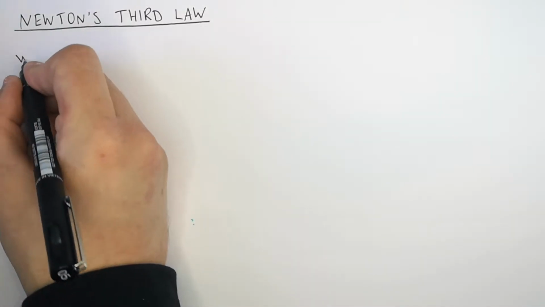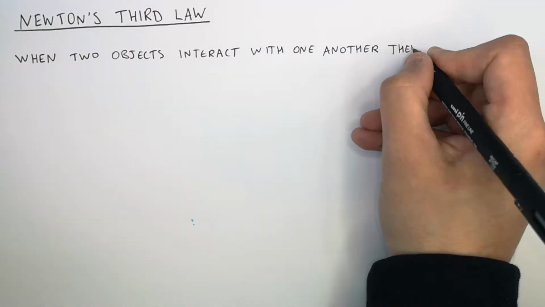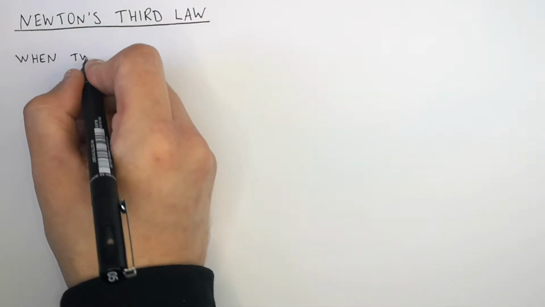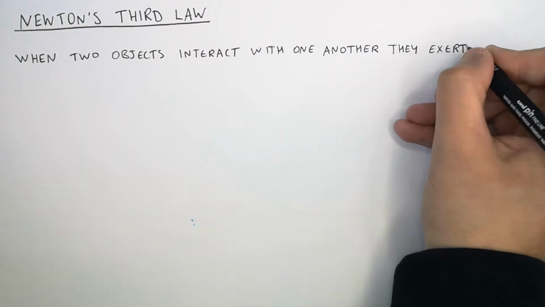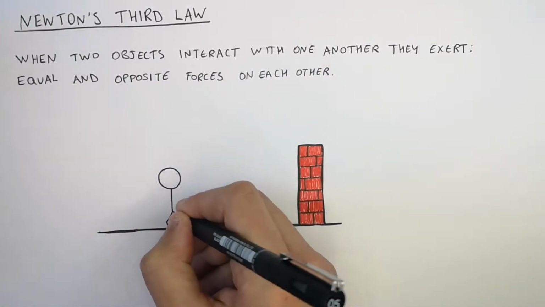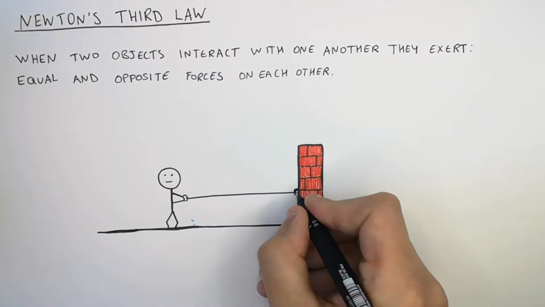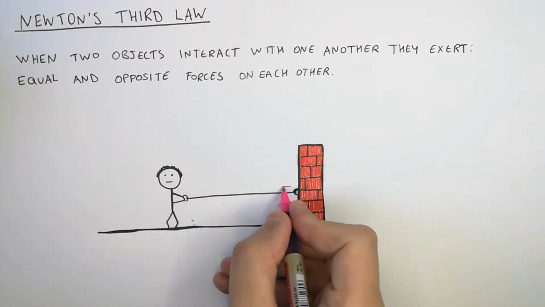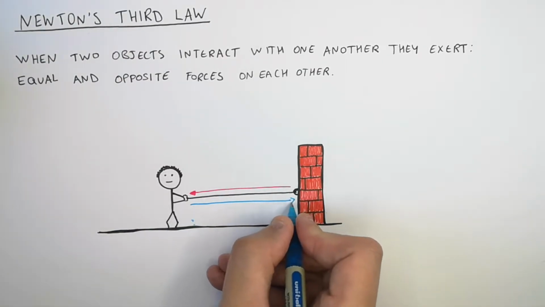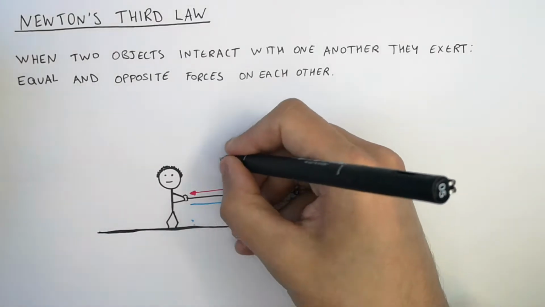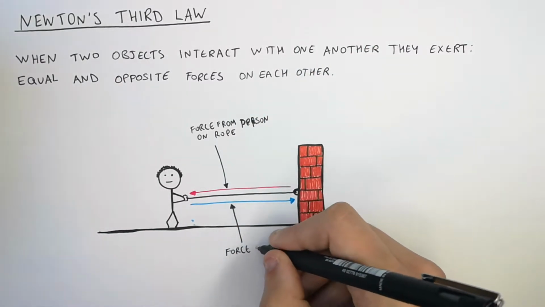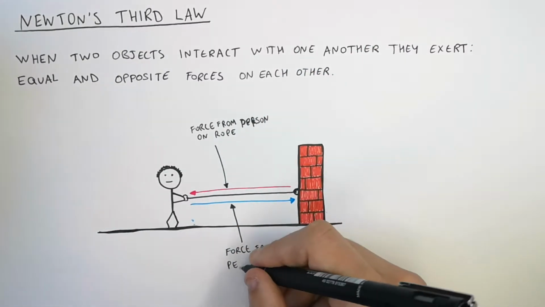Newton's third law states when two objects interact with one another, they exert equal and opposite forces on each other. So this is an example of someone pulling a rope attached to a brick wall that can't move. What I'm drawing now is the force from the person on the rope. And what I'm showing you here is the force from the rope on the person. So in this situation, there is a force from the person on the rope, and there is an equal and opposite force from the rope on the person.